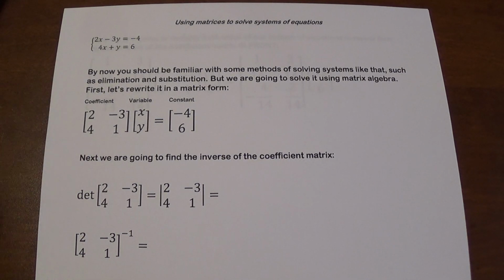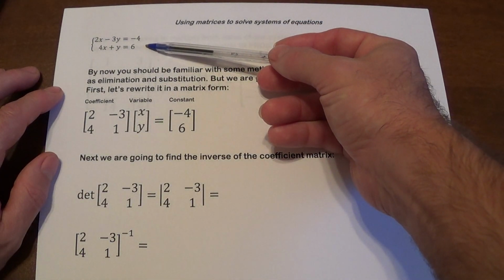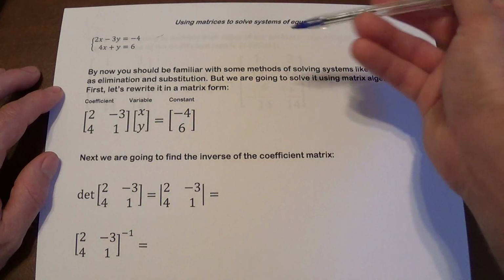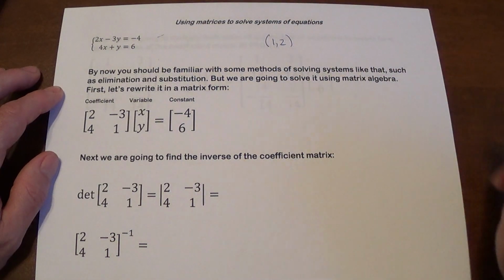Hi, today we're going to talk about how to use matrices to solve systems of equations. So here's a system of equations that you probably have seen plenty of them. It's two variables, two equations. It does have a unique solution, which is actually (1, 2). We're not going through that.